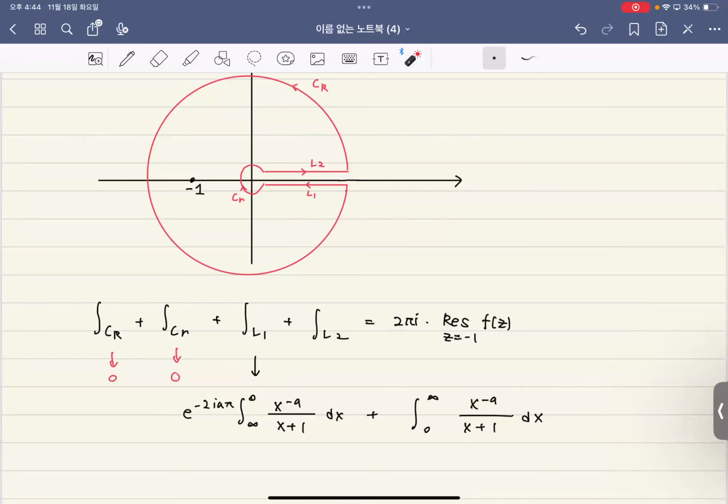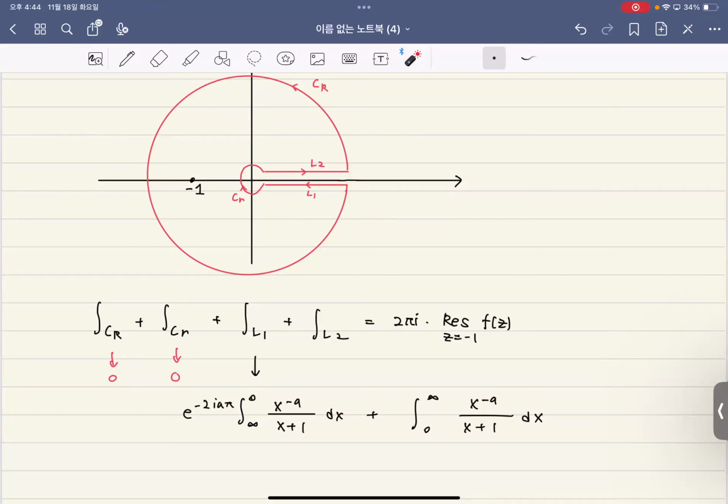These two are slightly different. Actually, we have this factor for this one because, since we are working on this curve L1, every point has an argument very close to 2 pi. So this is the reason why you are supposed to have this factor. And lastly, I think you will have no trouble in the computation of this residue. And if you take the proper limit, then you will get the answer.